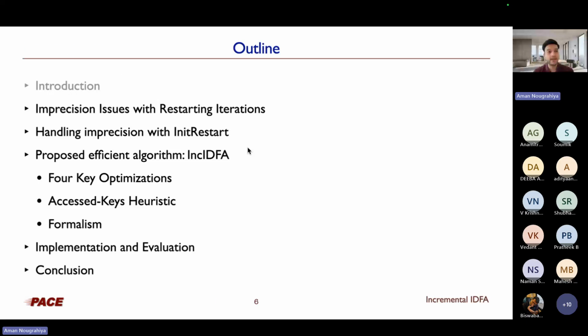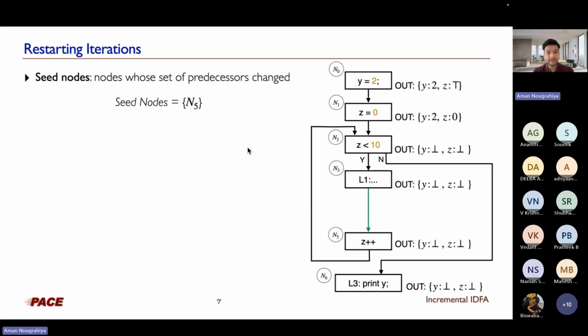Okay, so let's start with the standard restarting iterations approach. Let's first understand the meaning of the phrase seed nodes. So seed nodes are nothing but those nodes whose set of predecessors might have changed. For example, N5 in this particular example, if you recall, we had N4 here. After deleting N4, N5 is the seed node for this example.